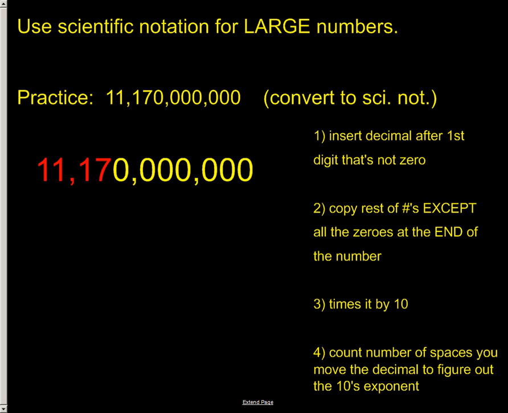This one, very similar. Let's see. Put a decimal after the first number that's not 0. Times it by 10. And remember, we write down the rest of the numbers that are not 0. All of these zeros hanging at the end, that's the whole point of scientific notation. It's a way for us to skip that cumbersome process. So 1.117 times 10 to the, let's see, that's 3.